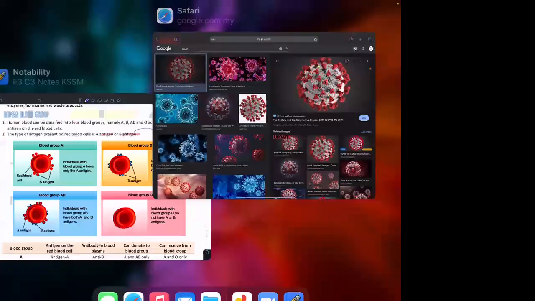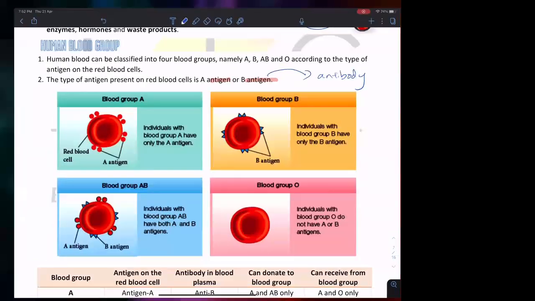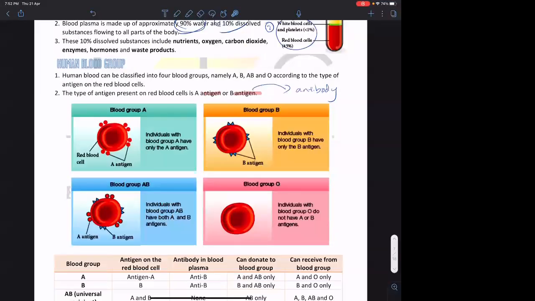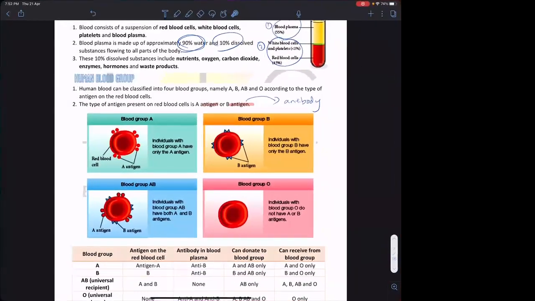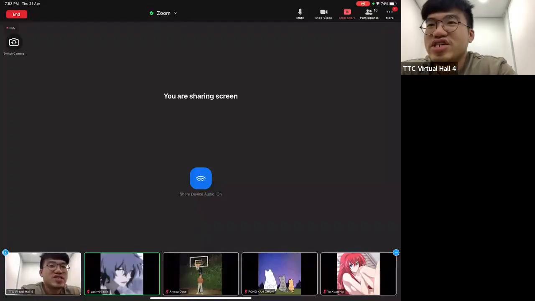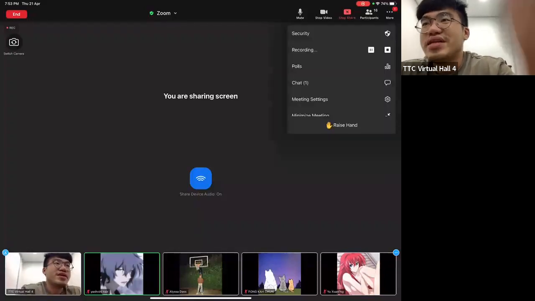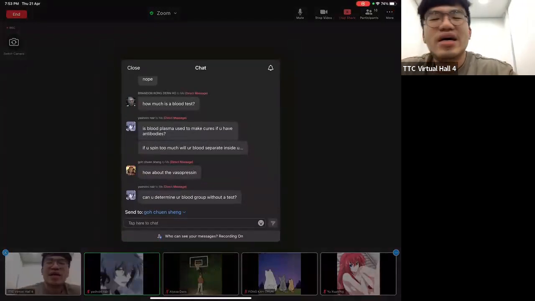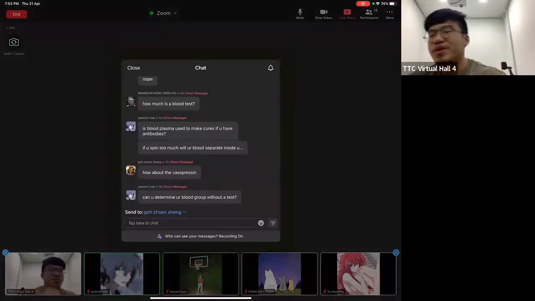All right. So you might say, sir, why virus got antigen? Blood group also got antigen one. Okay, think of it this way. Antigen is like an identification for cells. What do I mean? Listen. Can you determine your blood group without a test? No, you can't. You have to do a blood test. So what are antigens?